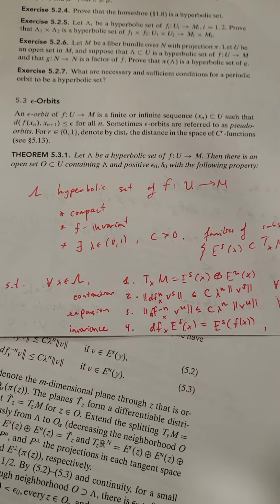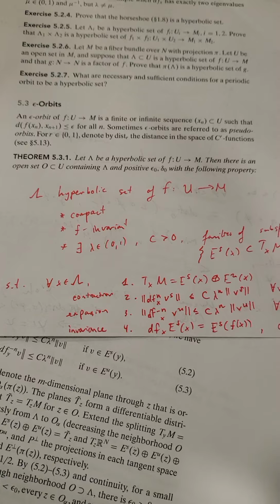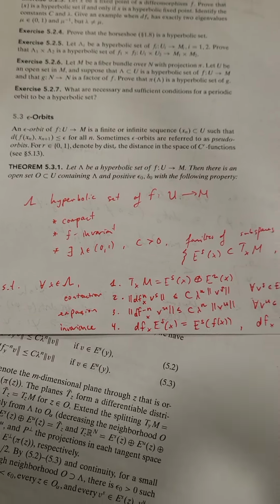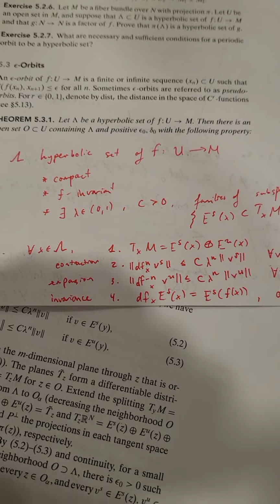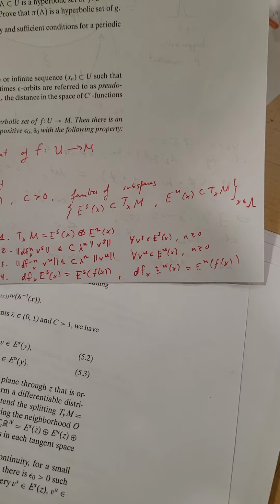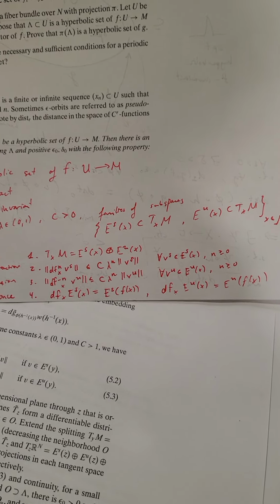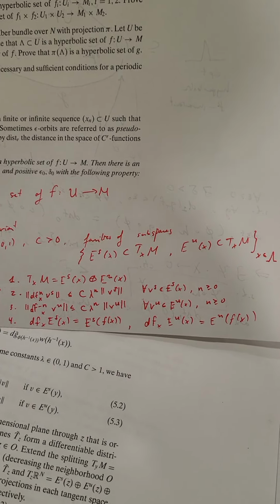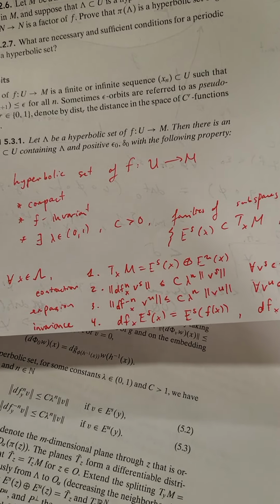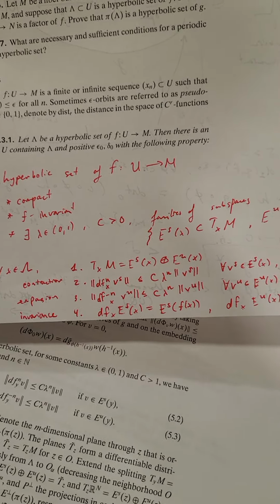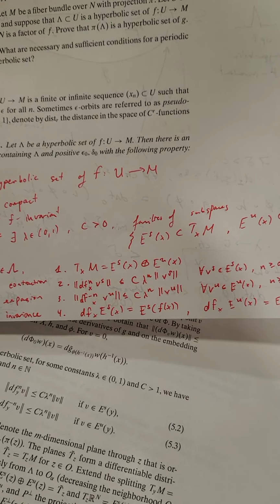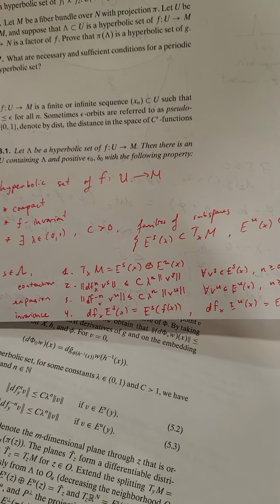of this function f from U to M, where M is a C1 Riemannian manifold, this is a compact set which is invariant under f, and we have this constant lambda and a continuous decomposition of the tangent spaces into stable and unstable tangent spaces, which decompose the tangent space at every point. And we have that f is a strict contraction in the stable manifold.